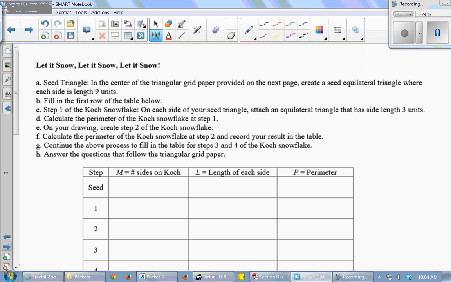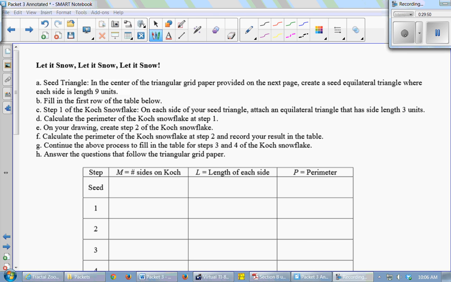All right, so we're going to investigate first the area of the Koch snowflake. I will get you some crayons. And you're going to draw the Koch snowflake, and as you draw each iteration, you're going to keep track of the area of the Koch snowflake. All right, so the first thing we're going to do is draw a seed triangle. So I'm going to pause here and get you crayons so you can follow.